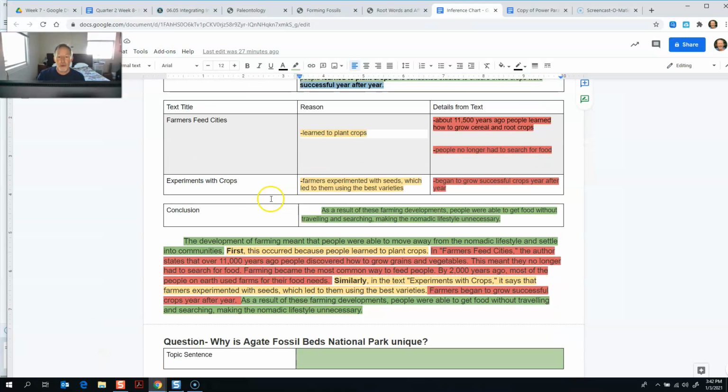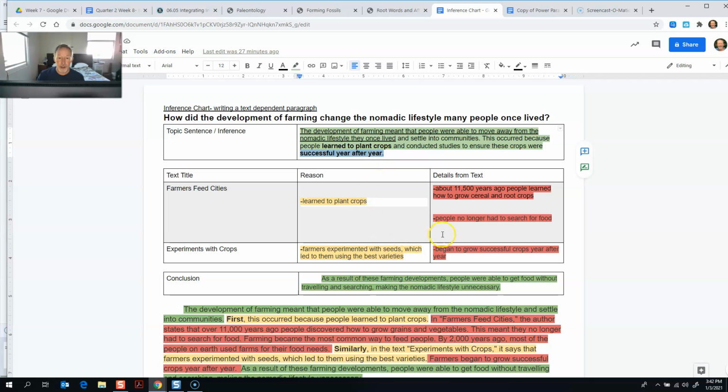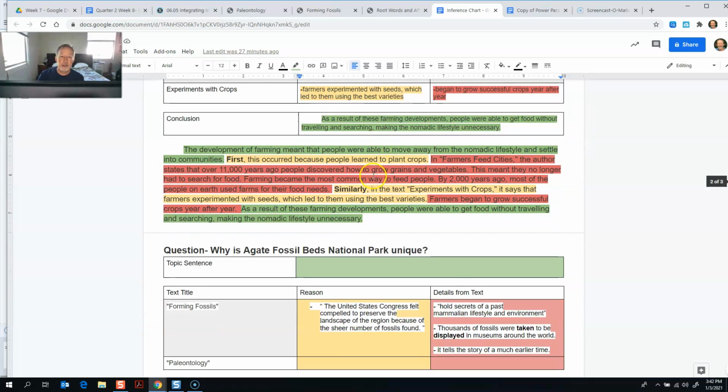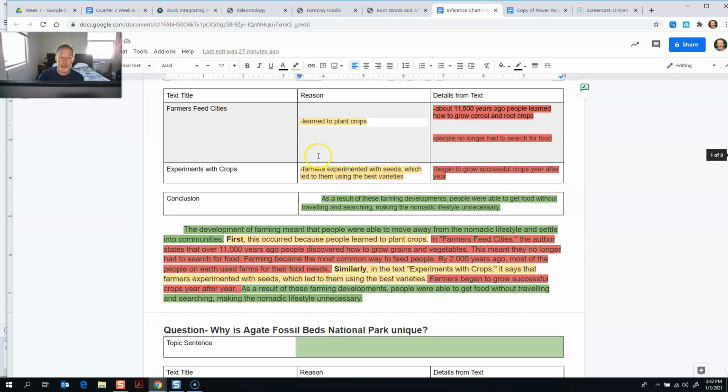Now, what I did is after I took all of this, I took the green, and that forms my topic sentence. The yellow forms my first reason, and I put a transition word in there. This looks very familiar, doesn't it? My power paragraph. And the red fills in and supports this reason.